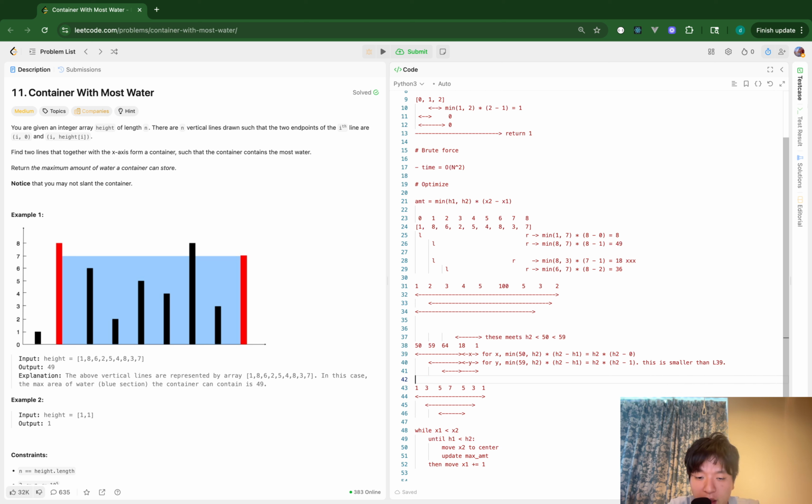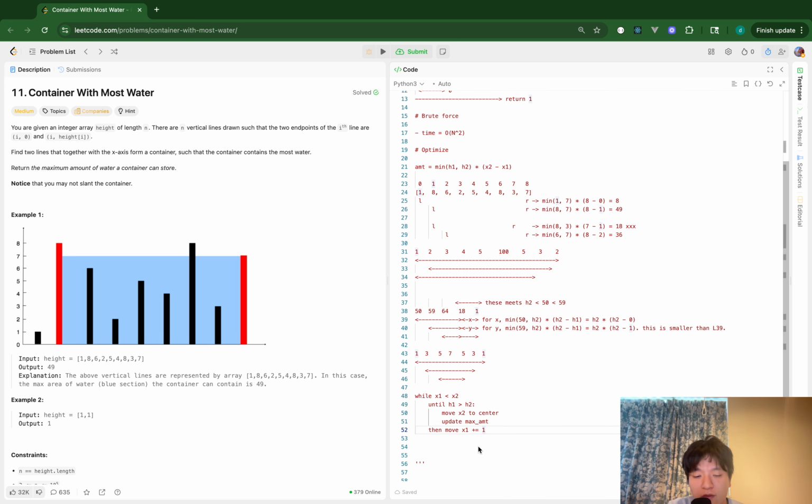Oh, sorry, and this should be this. Okay, so I move the x2 while height 2 is shorter than h1. But if they are equal, I don't have to shrink anymore. Yeah. So I move the x1. Okay, so this is basically what I can do.